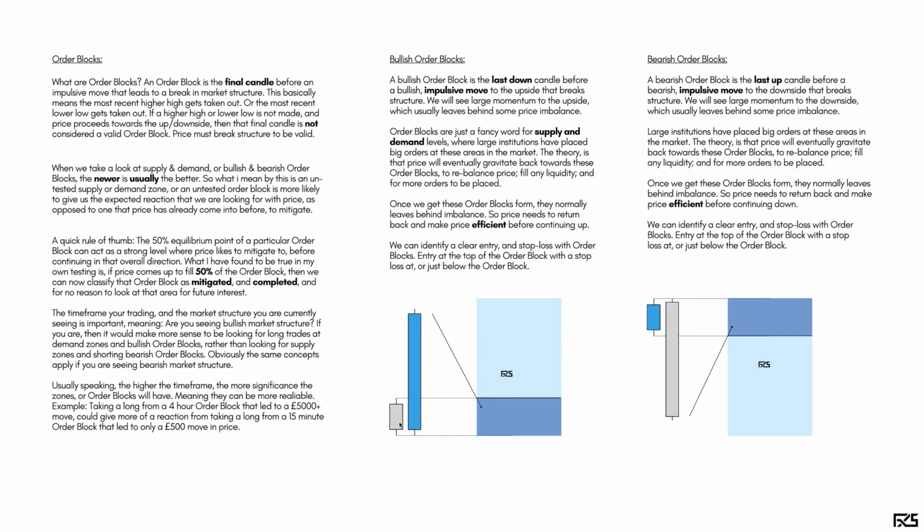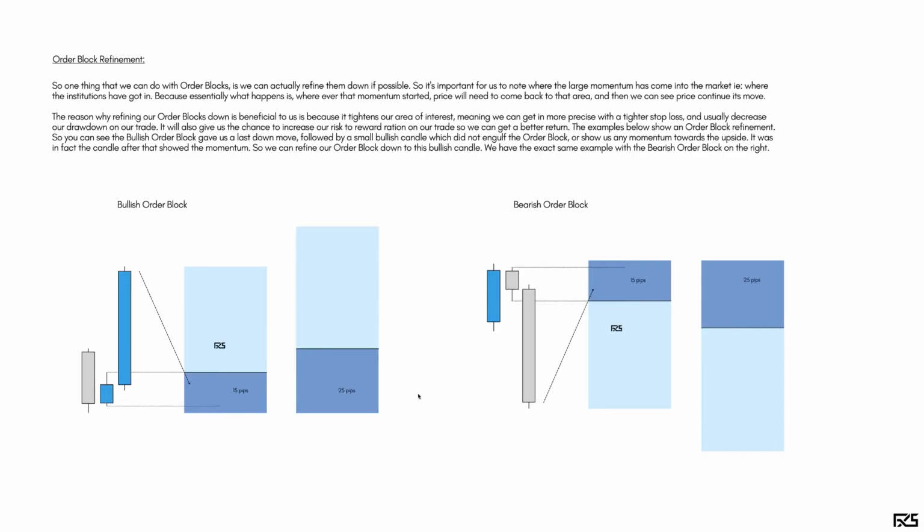So let's get into this now and show some examples. Order block refinement. One thing we can do, as just discussed, is refine our order block down if possible. It's important for us to note where the momentum has come into the market, i.e. where the institutions have got in, because wherever the momentum started, price will need to come back to that area, and then we can see price continue its move from there.